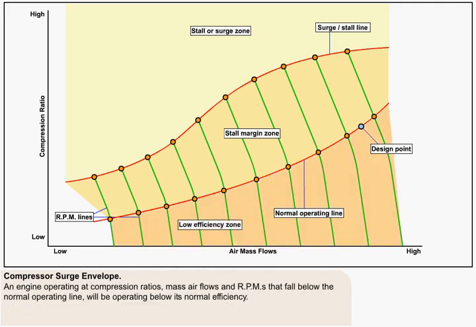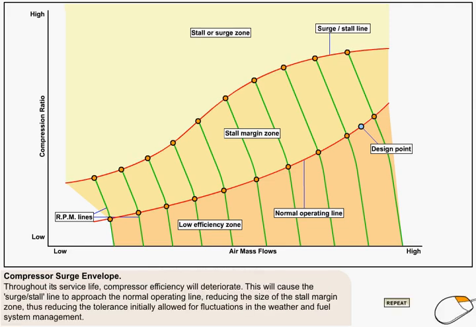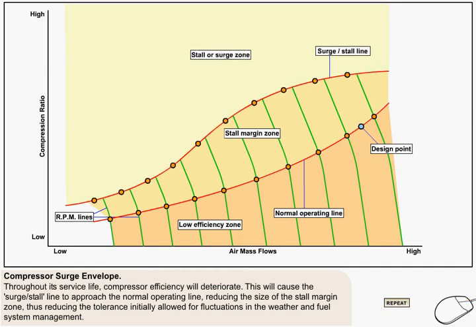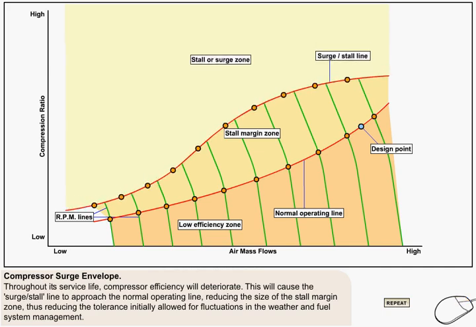An engine operating at compression ratios, mass airflows and RPMs that fall below the normal operating line will be operating below its normal efficiency. For instance, throughout its service life, the compressor efficiency will, for various reasons, including minor blade deterioration and contamination, become lower and lower. This will cause the surge stall line to move closer to the normal operating line, reducing the size of the stall margin zone, and thus reducing the tolerance which was initially allowed for those inevitable fluctuations in the weather and fuel system management.